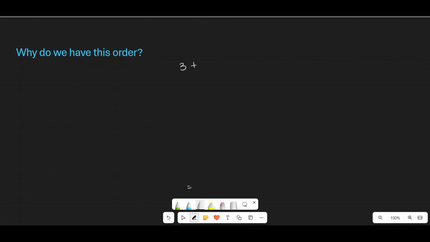3 plus 2 multiplied by 5. Now the order of operations tells us to first perform multiplication. So 2 multiplied by 5, which is 10, and then adding 3 to it would give us 13.